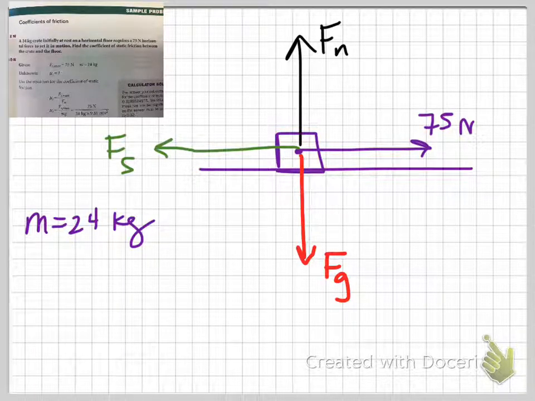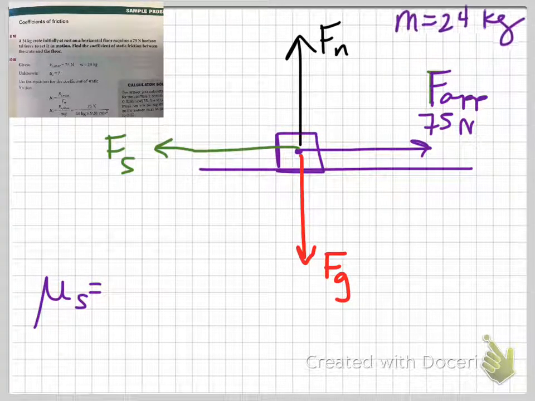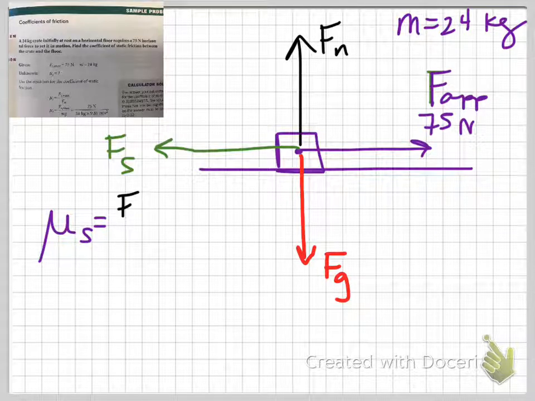Force of static friction. So we're told 75 is the applied force that it takes to break this puppy loose. We want the coefficient of static friction. What is that equal to? It's equal to the maximum force of static friction divided by the normal force.